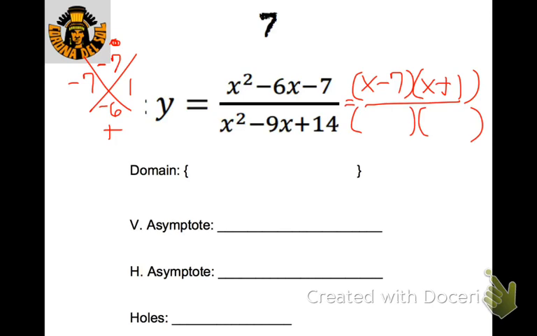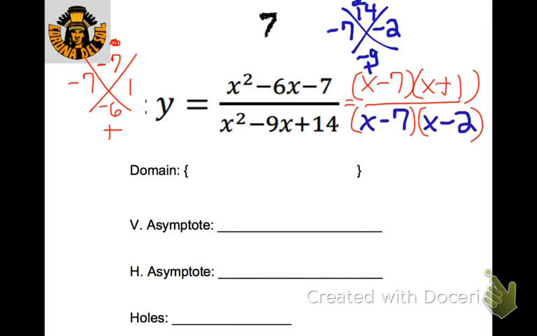Then this other one, we have two numbers that multiply to be 14 and they add up to be negative 9. So let's go with negative 7 and negative 2. So that means these would factor as x minus 7 and x minus 2. So then the x minus 7s are going to be able to cancel out, but let's do the domain first. So let's say all the values of x such that x can't be positive 7 and positive 2.